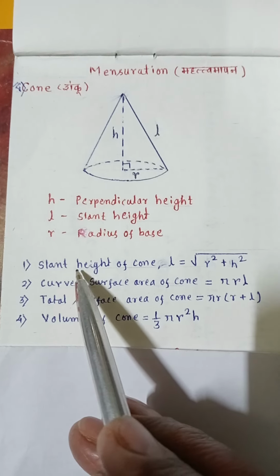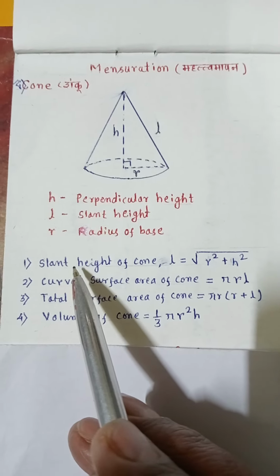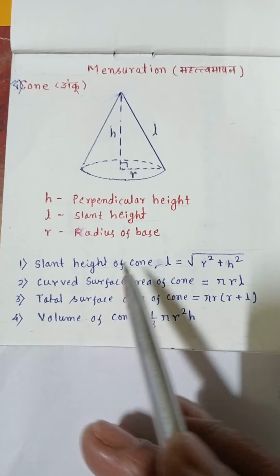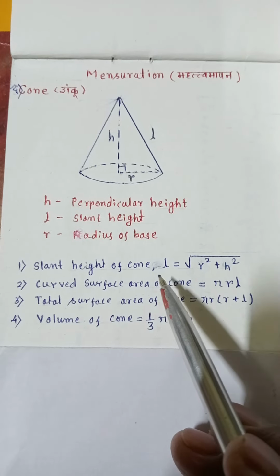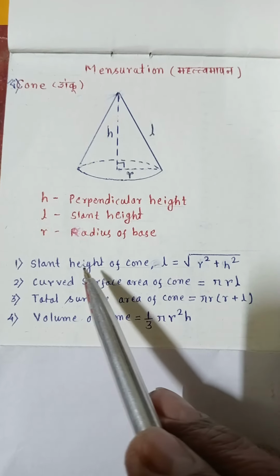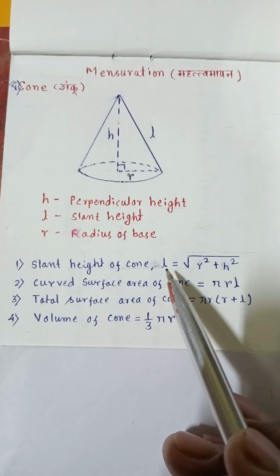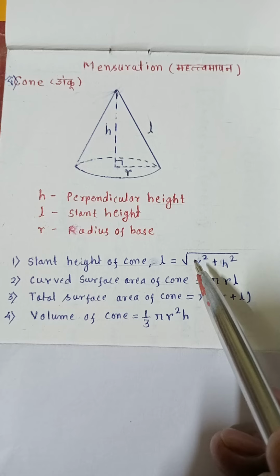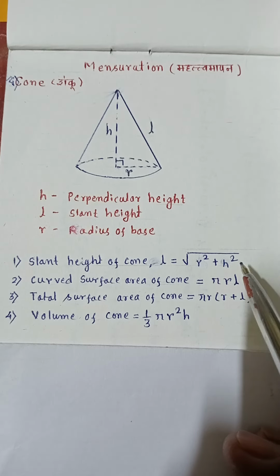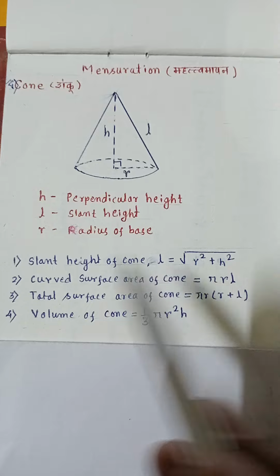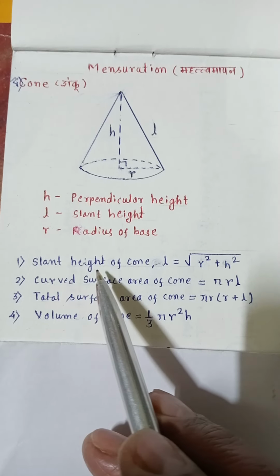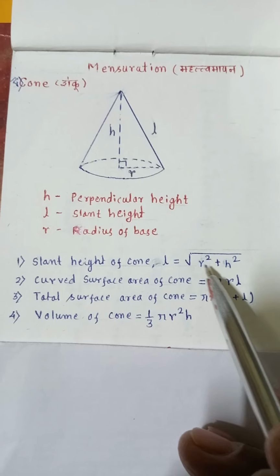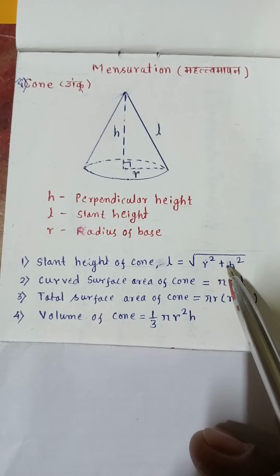We have to see the formulas of cone. First formula, slant height of cone. Slant height of cone, that is L, is equal to square root of R square plus H square.